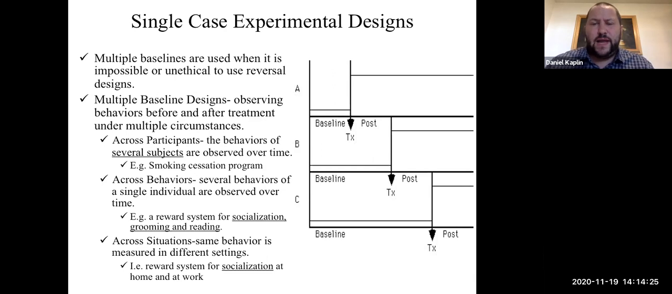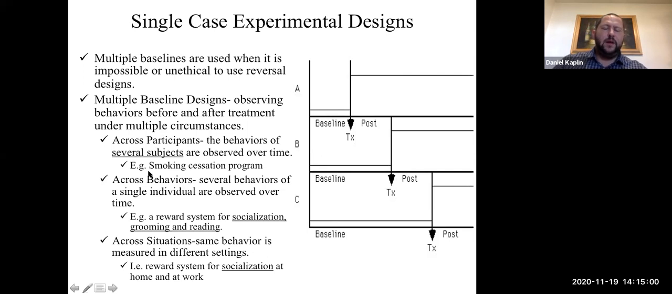So in the graphic on the right, you'll notice that on the x-axis is time. So person A received the treatment before person B and person C. Now, if you see that the same treatment modifies the behavior across participants consistently, then we could say that that treatment was effective as well. So you go across several participants or subjects across time.